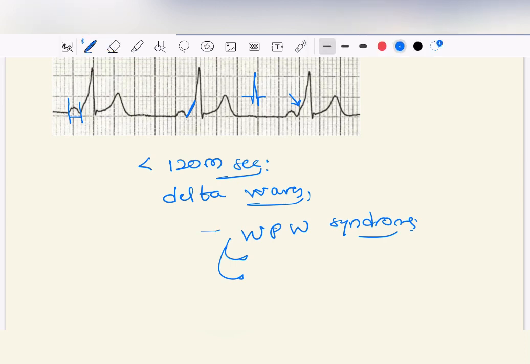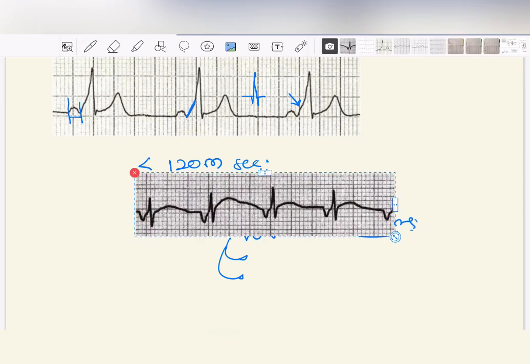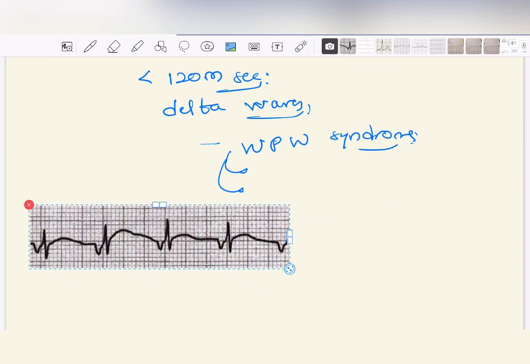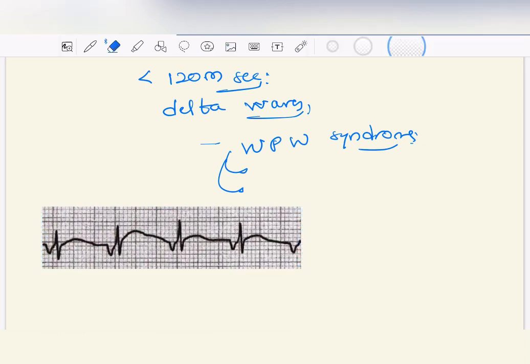And one more ECG I will show you. So what happened to this ECG? See here, P waves are inverted, QRS is narrow, and T waves are somewhat not seen here. See, there is a shortened PR interval. This is the onset of P, this is the onset of Q, which is less than 3 small squares, that is less than 120 milliseconds. So the PR interval is shortened.